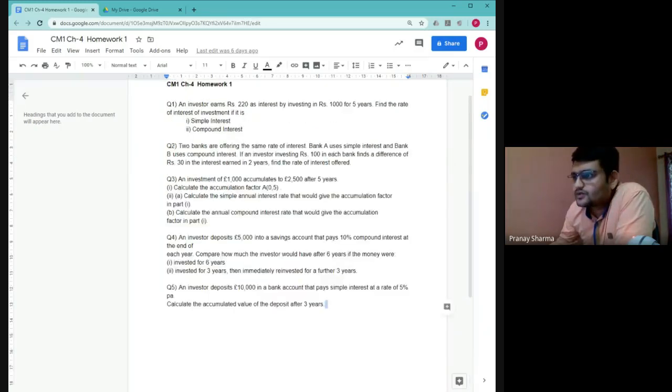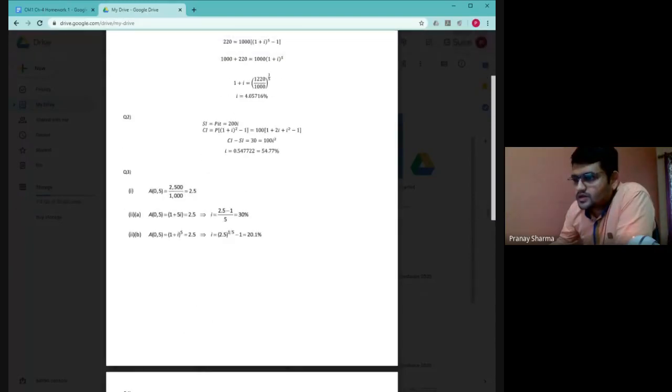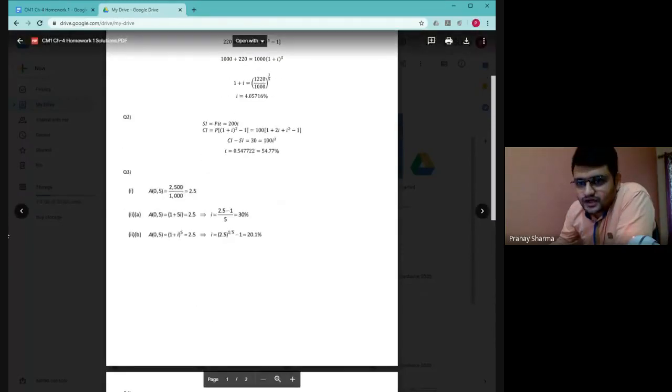Now see, we always say that our future value or our accumulated value is equal to present value into accumulation factor. So to find the accumulation factor, we'll be dividing our future value by our present value. Okay, so that is why, I think somebody answered that in the chat as well. Okay, good. So we add 1 to give us the total amount.